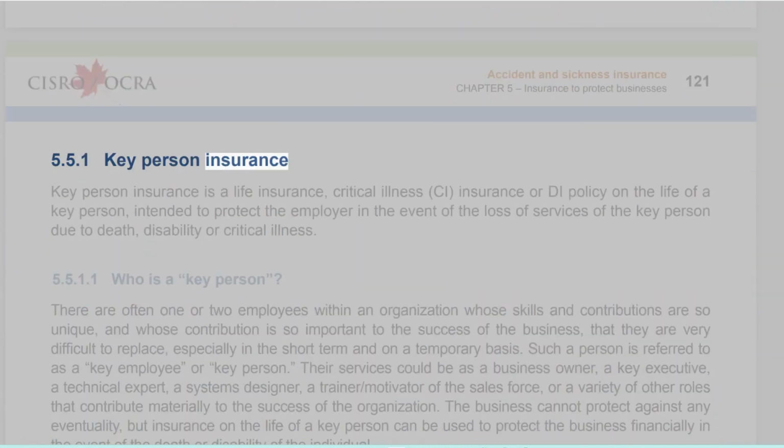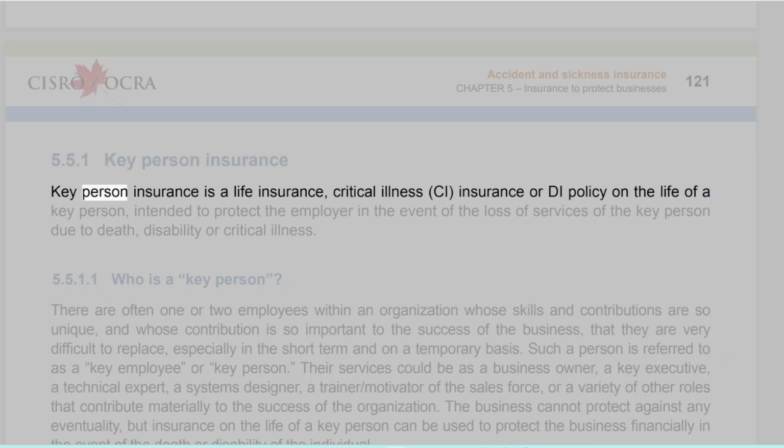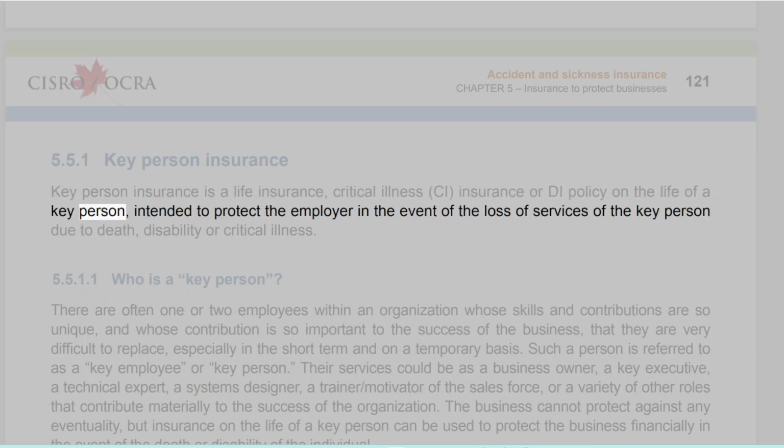5.5.1 Key Person Insurance. Key person insurance is a life insurance, critical illness (CI) insurance or disability income (DI) policy on the life of a key person, intended to protect the employer in the event of the loss of services of the key person due to death, disability, or critical illness.